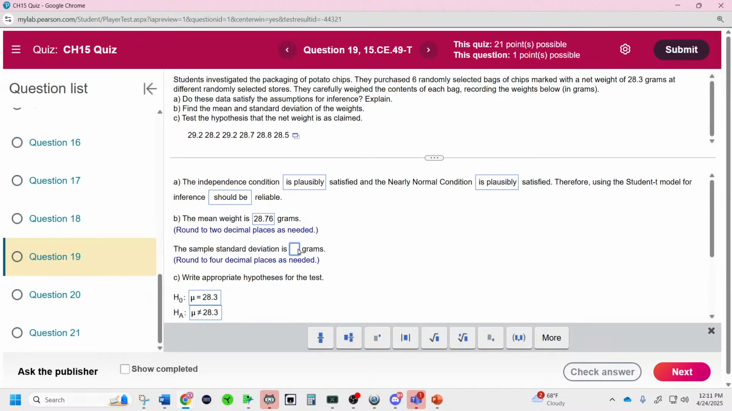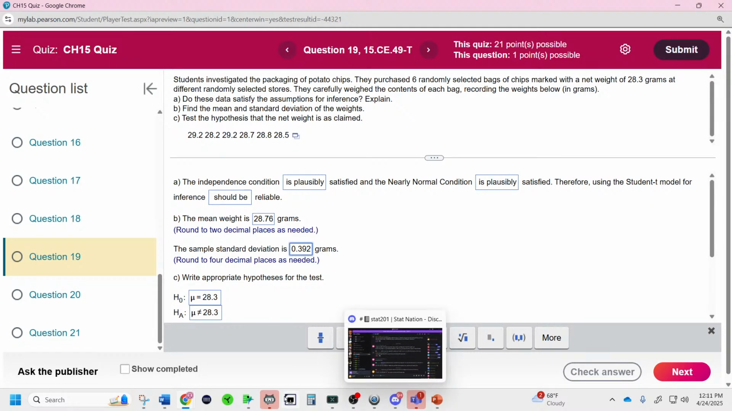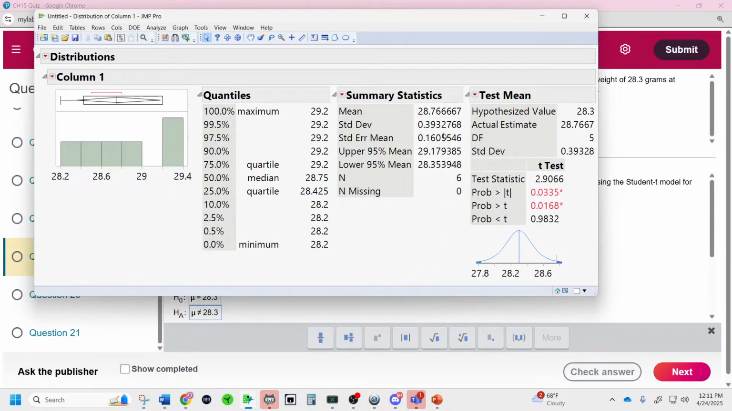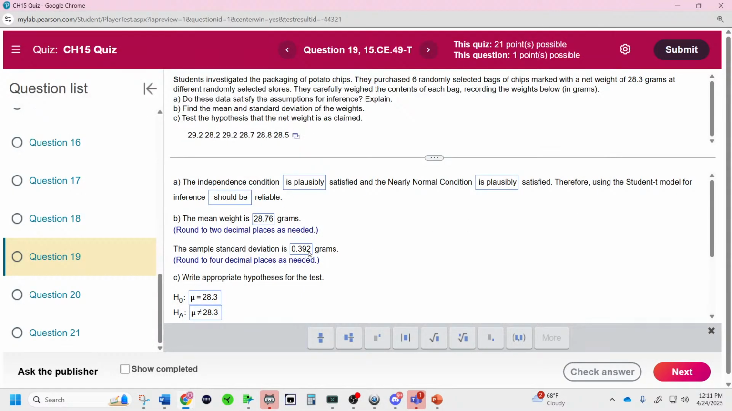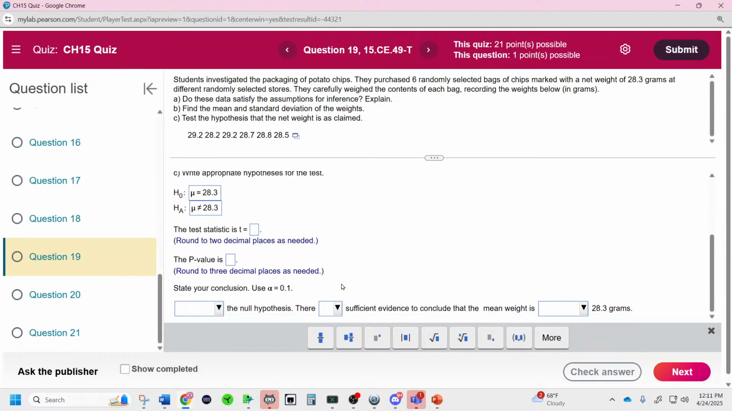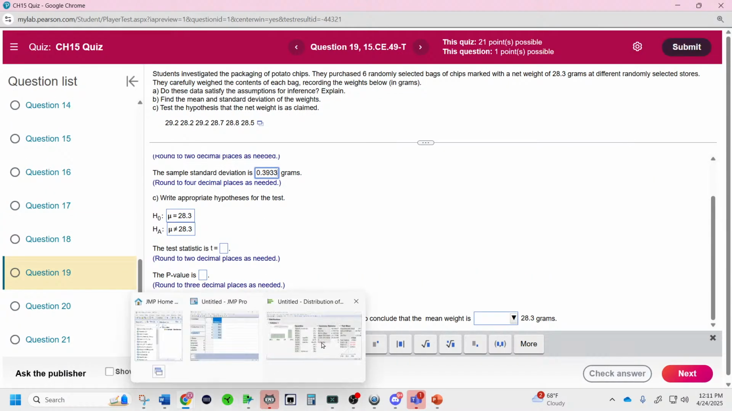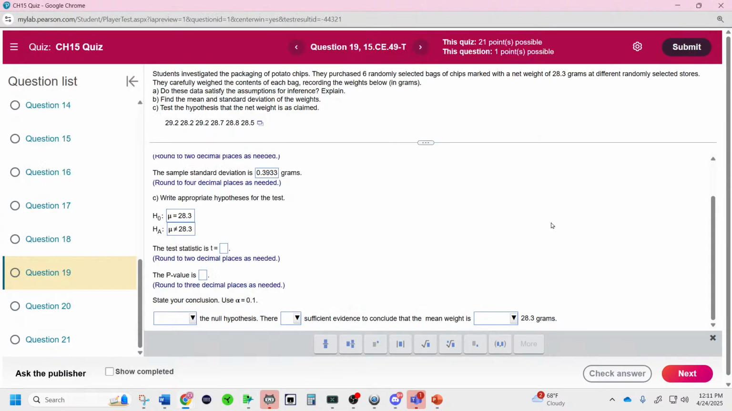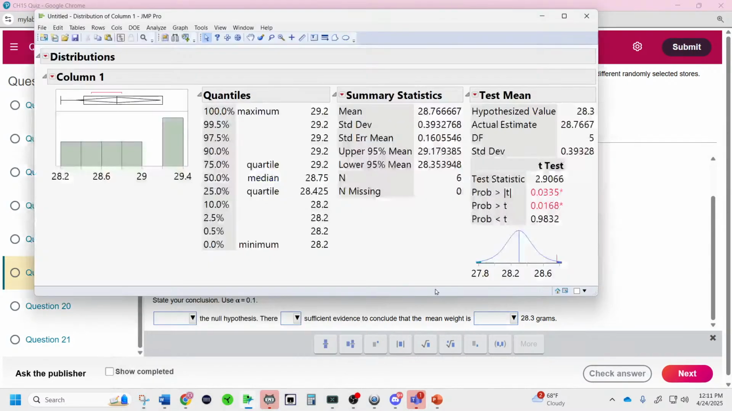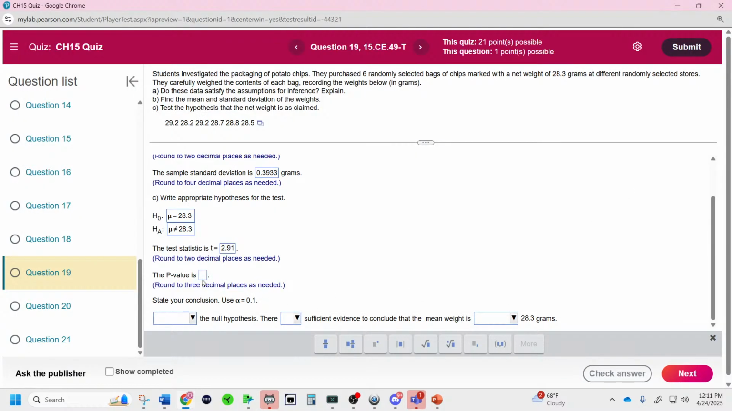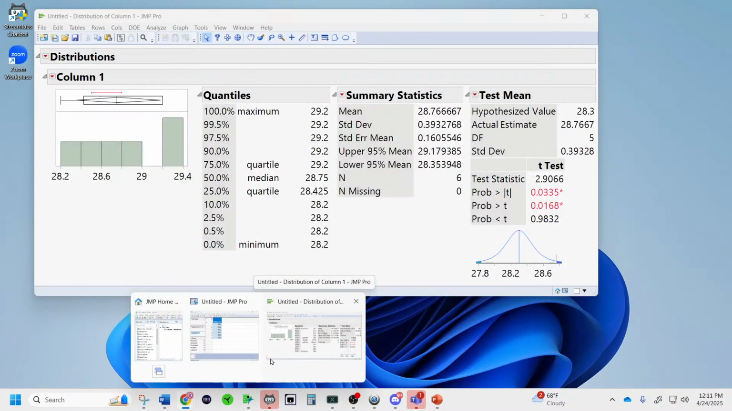0.39. 4 decimals. What's the other ones? 0.3932. Or 33, because it rounds. And the t statistic was, the output's going to tell us, 2.91. It's right where it says test statistic t. Sorry if that was a little quick. And the p-value was 0.0335.